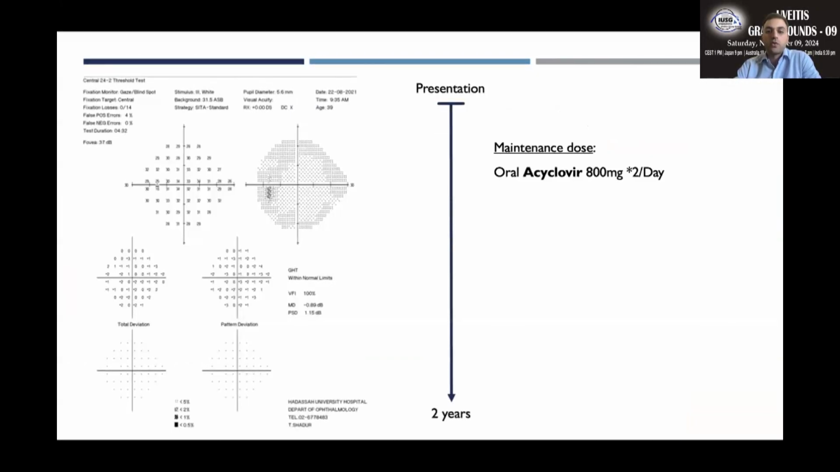was followed up for a total of 2 years, and while we recommended keeping on a maintenance dose of acyclovir, he stopped by himself, which led to 2 relapse episodes with hypertensive anterior uveitis and no perivascular sheathing.